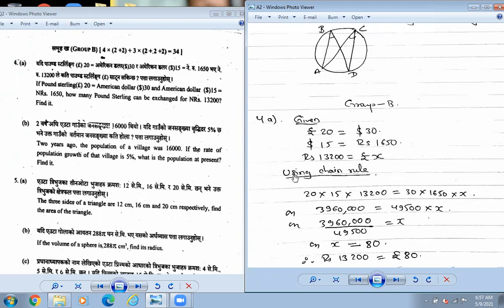Now let us use the chain rule. So 20 into 15 into 13200 equals 30 into 1650 into x. Let us multiply this side and this side, and finally you are going to get the answer. After multiplying, we divide by this number. So x will be equal to 80.